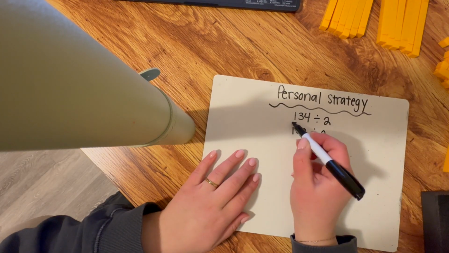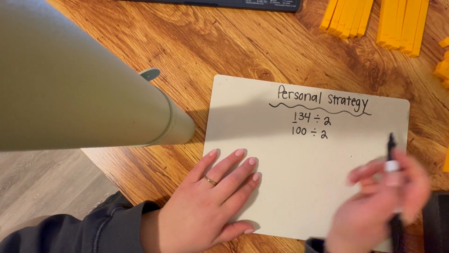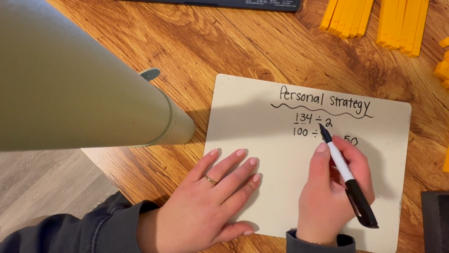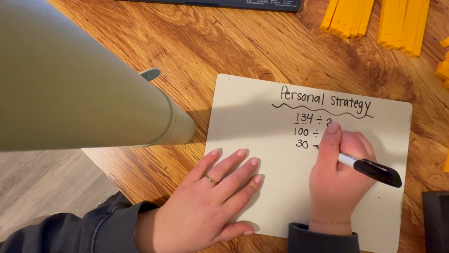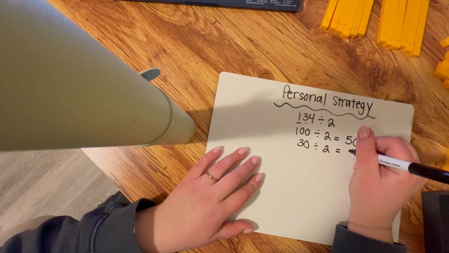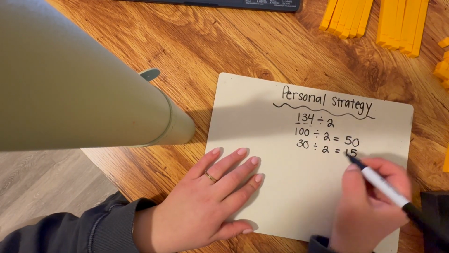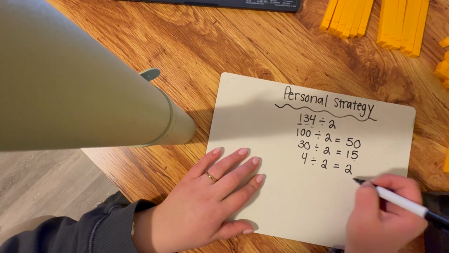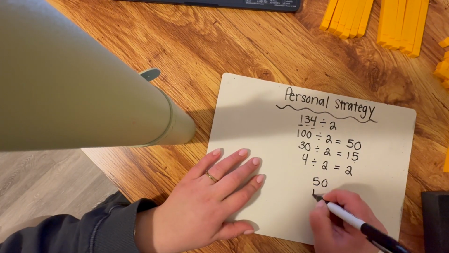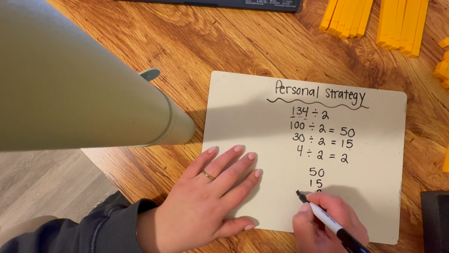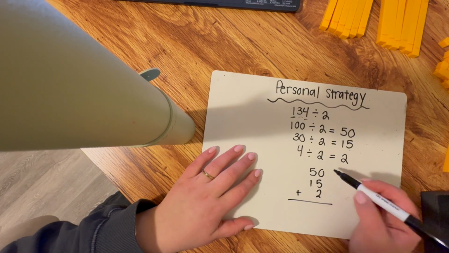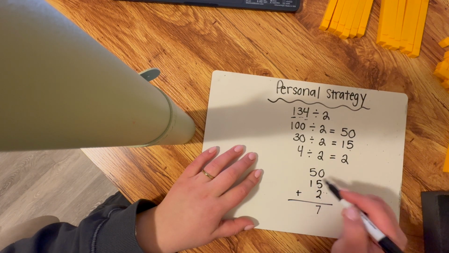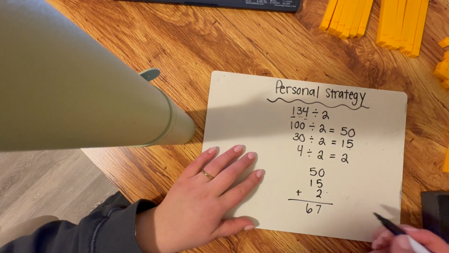100 divided by 2 is 50. Then I'm breaking it down into my tens place. 30 divided by 2 equals 15. And for my ones place, it is just 4. So 4 divided by 2 is equal to 2. And so if I add 50, 15, and 2 all together, 0, 5, 6, 7, 6. So my answer is 67.